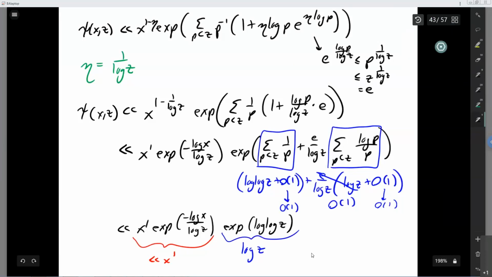All right. That's where we get this bound for the error term. How do we do the main term?